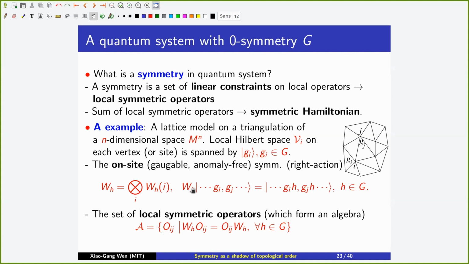The symmetry action is that we apply a symmetry, labeled by a group element H. When W_H acts on the state, it is a right action: we multiply H on the right. So on every site, this group element changes. That is the symmetry action. Okay. Then from here we can get a set of local symmetric operators, which commute with this symmetry. This local symmetric operator forms an algebra that describes our symmetric system.